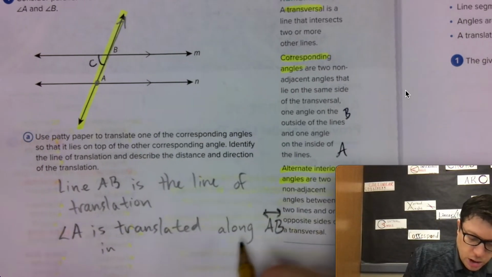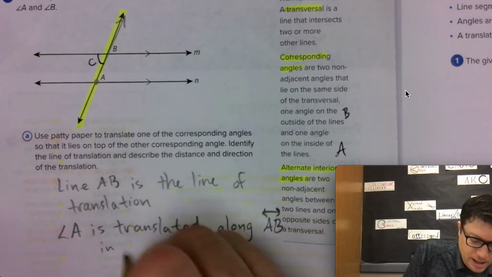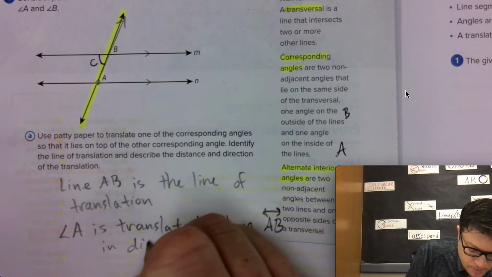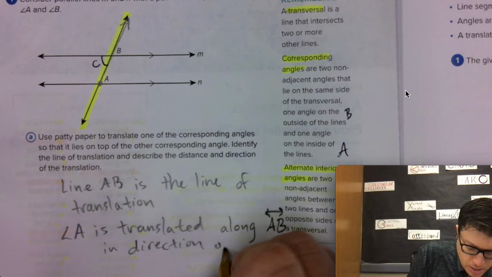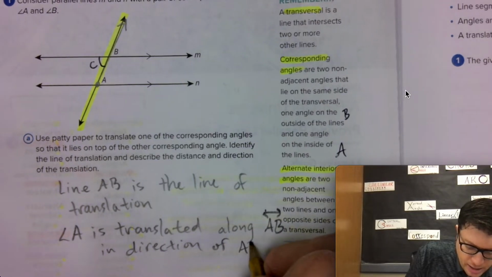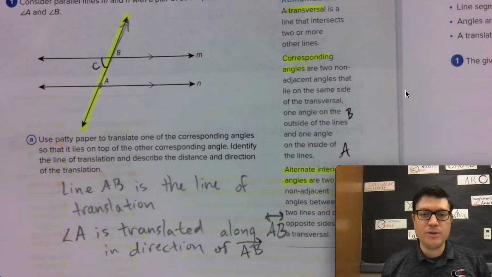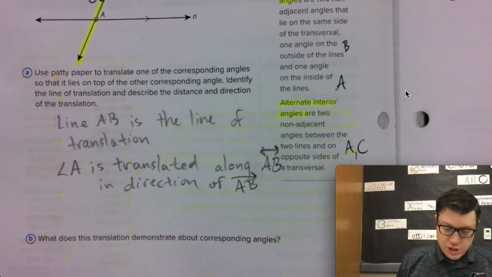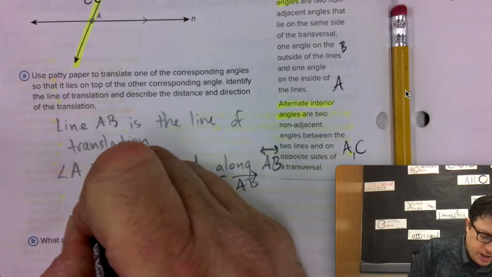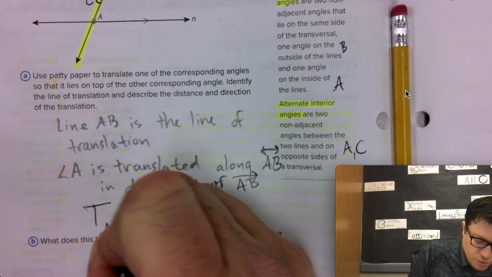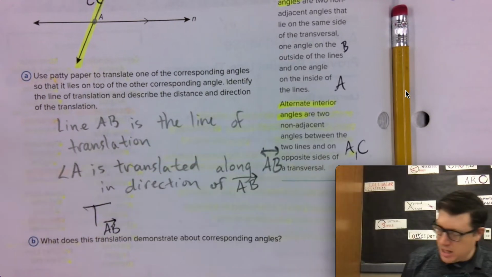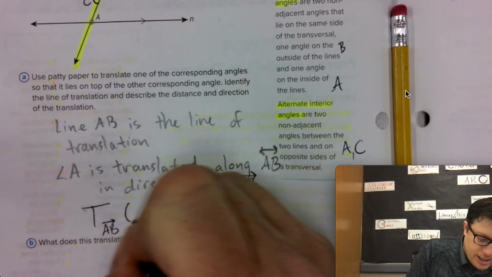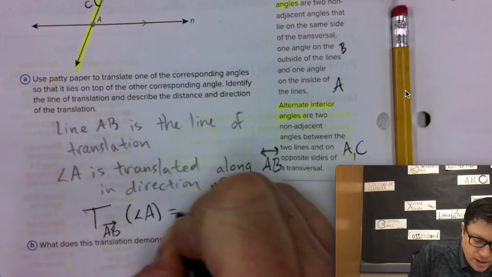So along line AB in the direction of ray AB. And notice the use of the notation here. Ultimately, we will describe the translation this way. The translation is in the direction of AB. We are translating angle A to angle B.